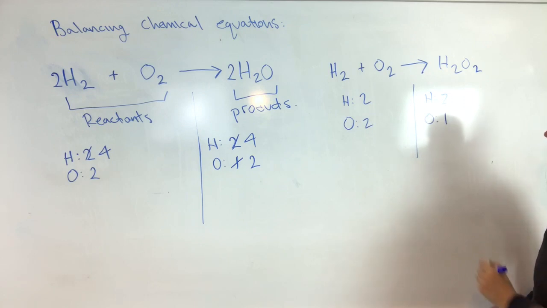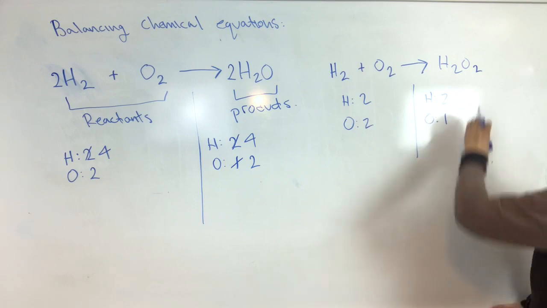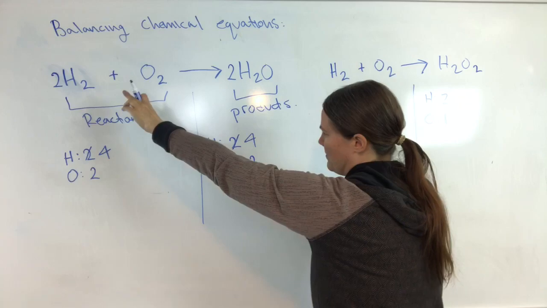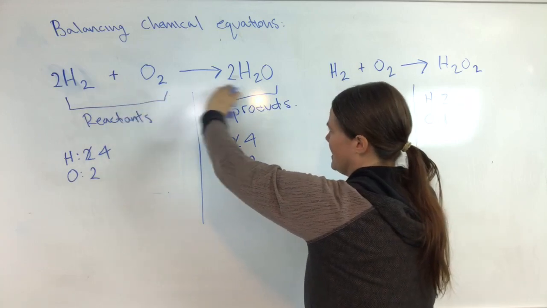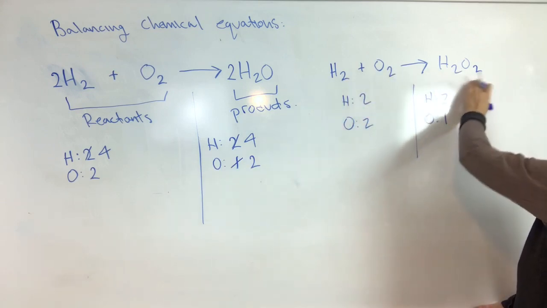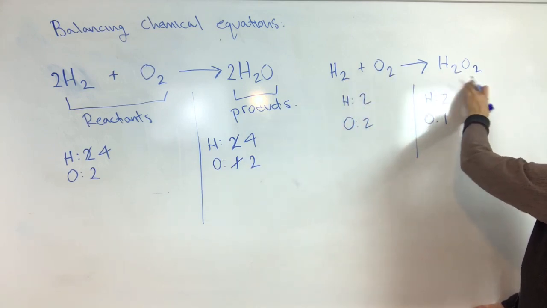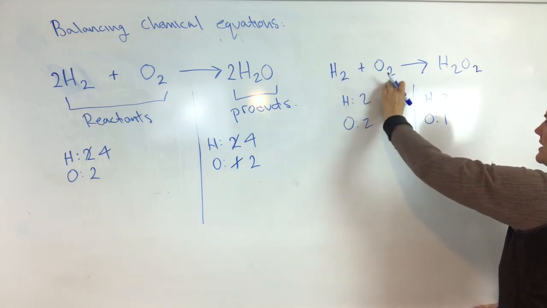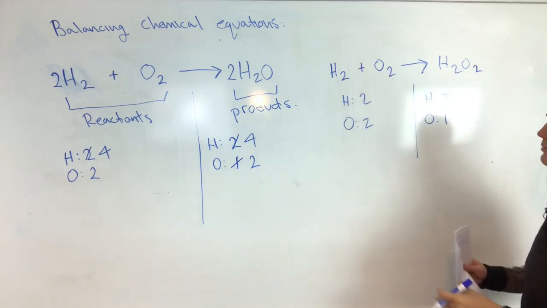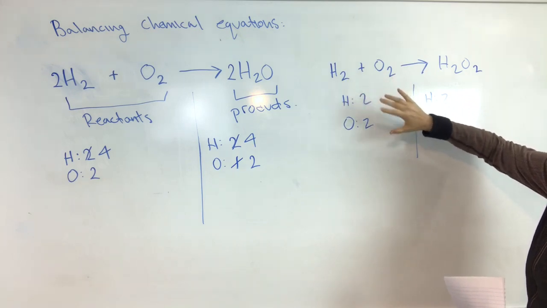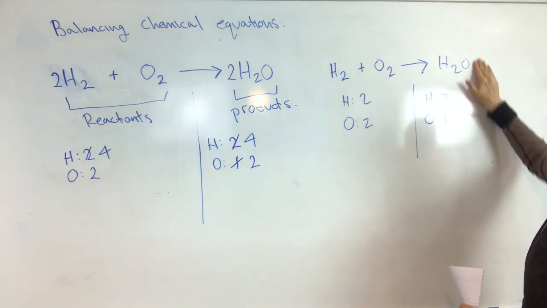And now we have 2 oxygens on both sides. The problem is now we're changing what our reaction is, because in this reaction we're combining hydrogen and oxygen to get water. And in this reaction it's combining hydrogen and oxygen, and this is hydrogen peroxide. So this isn't water. So you can't just change the subscript here, because this changes what your compound is. So you're saying that you have a different product than what you actually have.